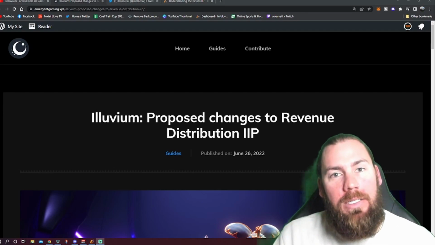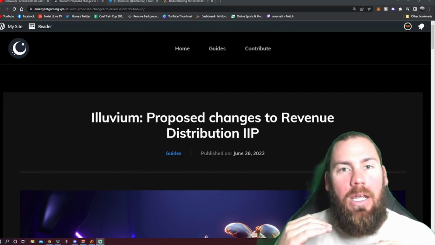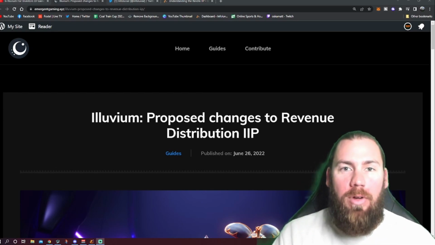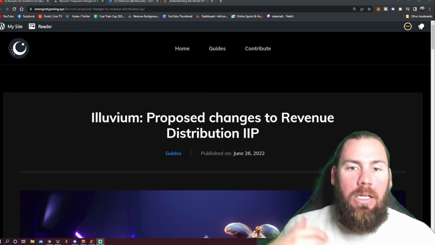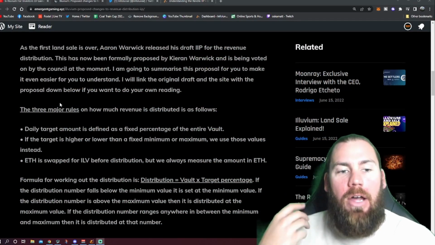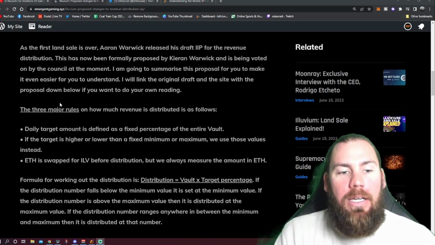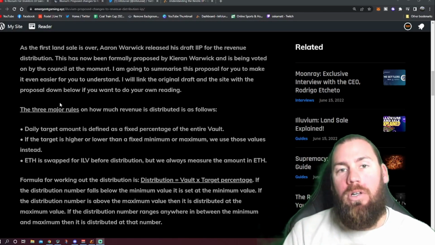But anyway, I've written this summary which I've condensed down into a really simplified method, and hopefully it's a little bit easier for everyone to read and work out how it's going to happen. So we'll just go down. There's three major rules on how the revenue is distributed. It's as follows. The daily target amount is defined as a percentage of what's in the vault.